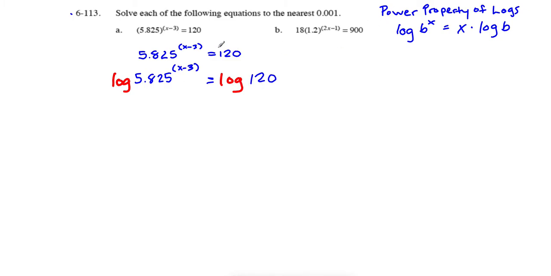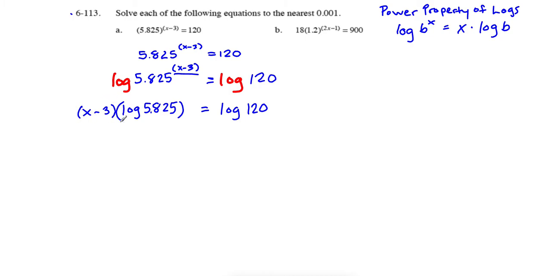Now this power property of log states that this exponent, x minus 3, we can now take and move out here in front, and we actually have the quantity of x minus 3 times our log of 5 and 825 thousandths. So it's like times all of this here equals the log of 120.